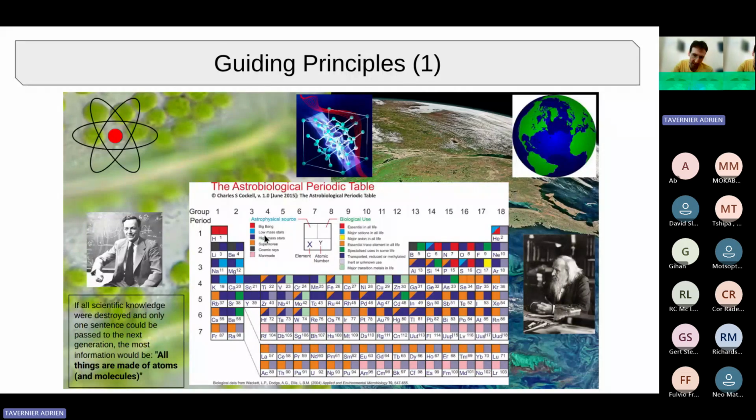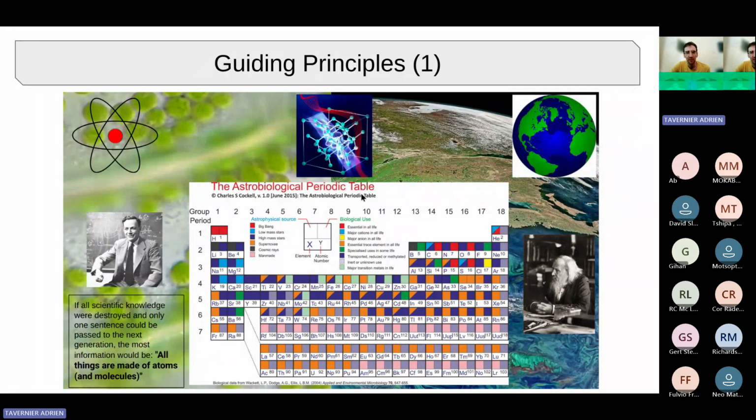So when we come back to the macroscopic scale, of course, in physics, we can go to a smaller scale than atoms, with particles. But if we stay at this representation of the periodic table, which was created by Mendeleev, we have a lot of information about chemistry, and life basically is chemistry, and we can understand a lot of things. Again, what is important here is the astrobiological periodic table.